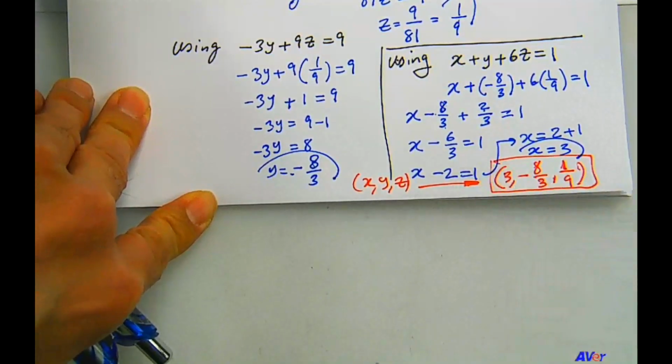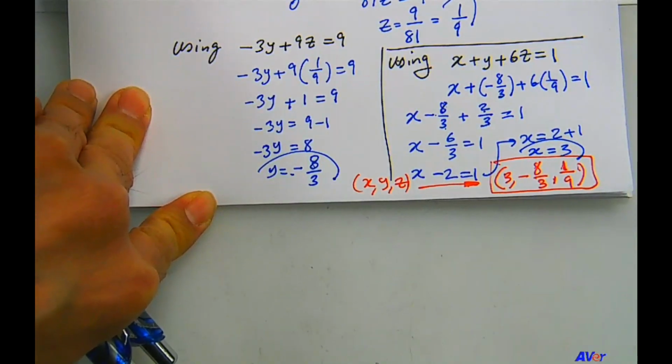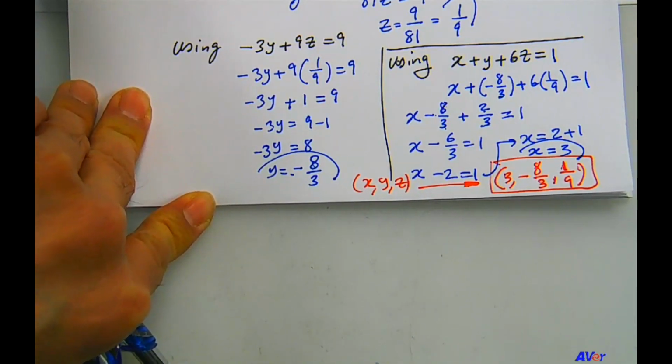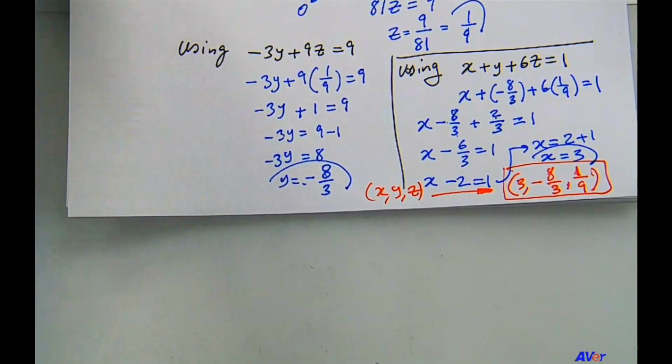That is the point in three-dimensional space, x, y, z, where those 3 lines intersect. Okay, so that's the interpretation of that point or solution we found. At that point, those 3 equations are equal to each other.